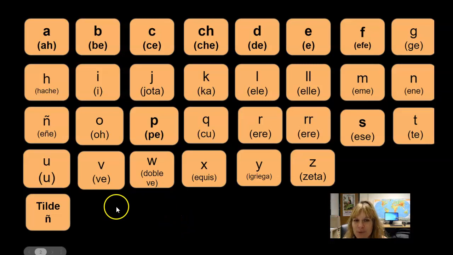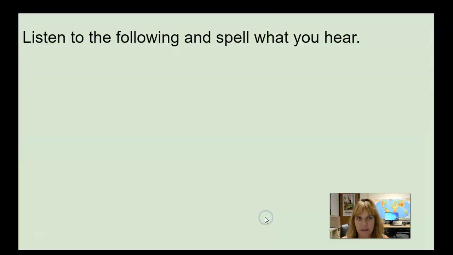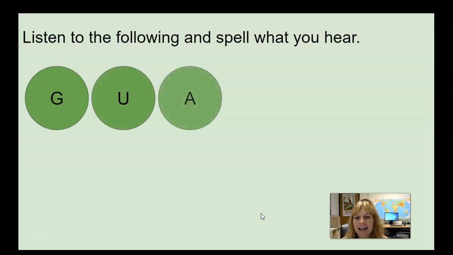So the first thing we're going to do, I'm going to spell a word for you, and I want you to write it down. G, U, A, Y. So there is a little spot in your cheat sheet, number 1, and you can spell this word right under el alfabeto. G, U, A, Y. Guay.